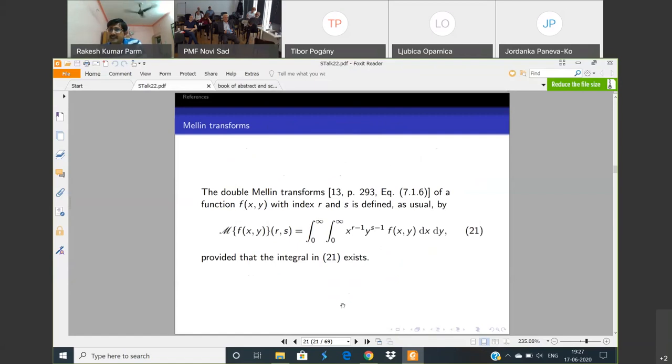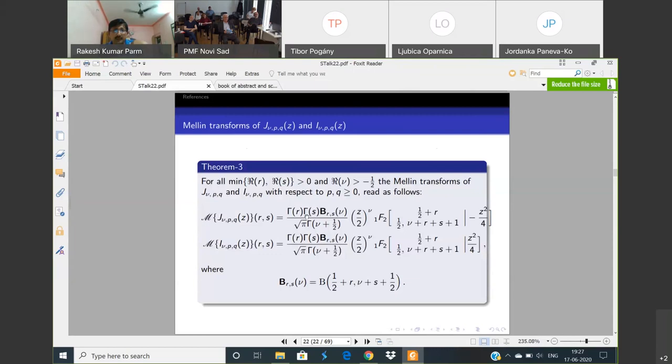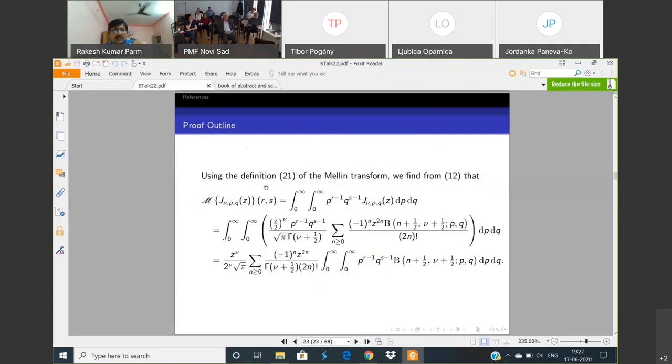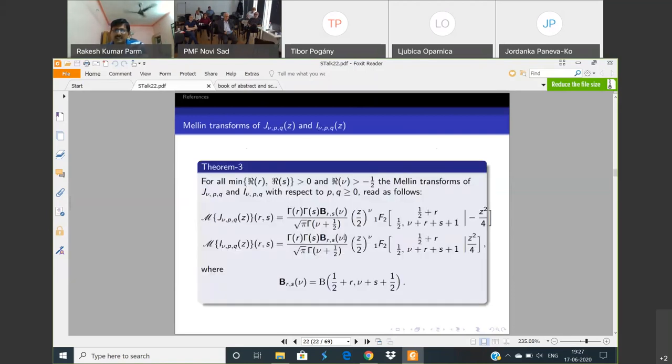We have evaluated here the Mellin transform also. As usual, the double Mellin transform is given by the equation number 21. Now, the Mellin transform of this extended Bessel function is given in theorem 1. And it is important to note that the result is given in the classical definition of the hypergeometric function, where beta rs denotes the beta function. If we use the definition of the Mellin transform in the series representation of the Bessel functions, the double Mellin transform, then evaluating and by some little simplification, we arrive at our result, theorem number 3.